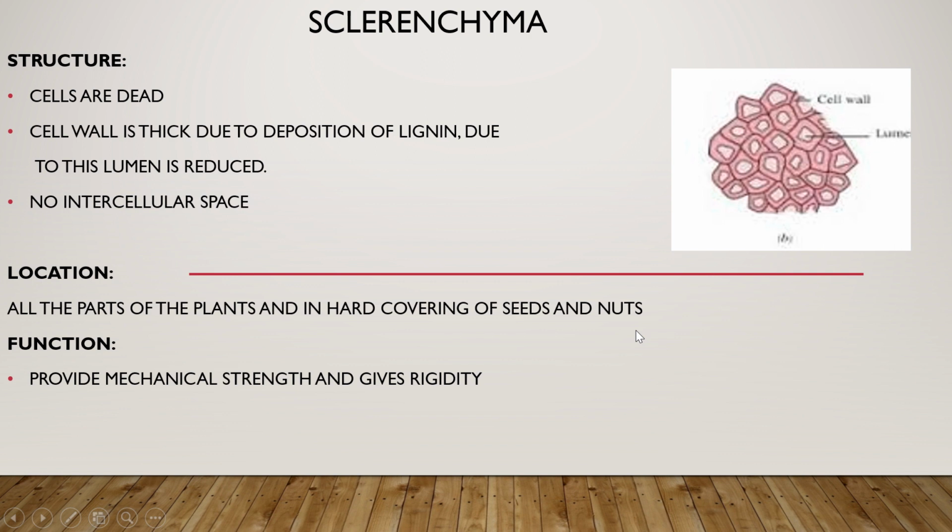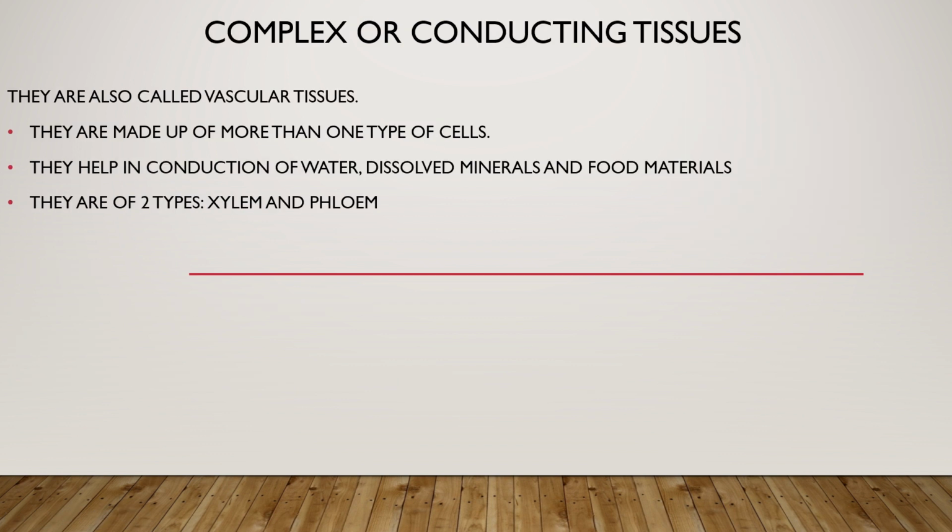The plant is rigid. It is not going to change shape if force is applied. So that is why they are rigid in shape, and this is due to the sclerenchyma cells.